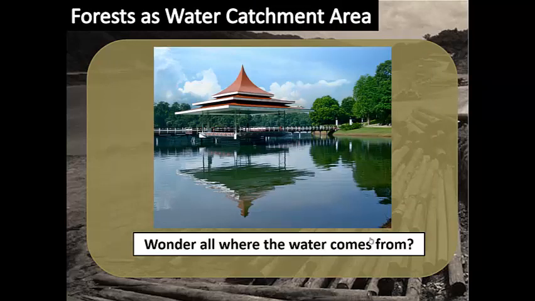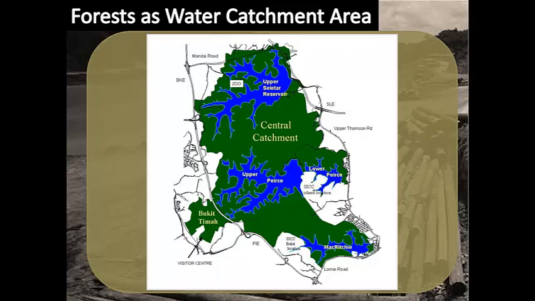This is a picture taken in McRitchie Reservoir, and we can see that the water in the reservoir is very clean. Have you ever wondered where all the water comes from? Now, if you are curious to find out, the water stored in the reservoir actually comes from the forested area which surrounds it, the Central Catchment Reserve. The large forested area also collects rainwater which is stored in 2 other reservoirs in Upper Seletar and Upper Pierce.